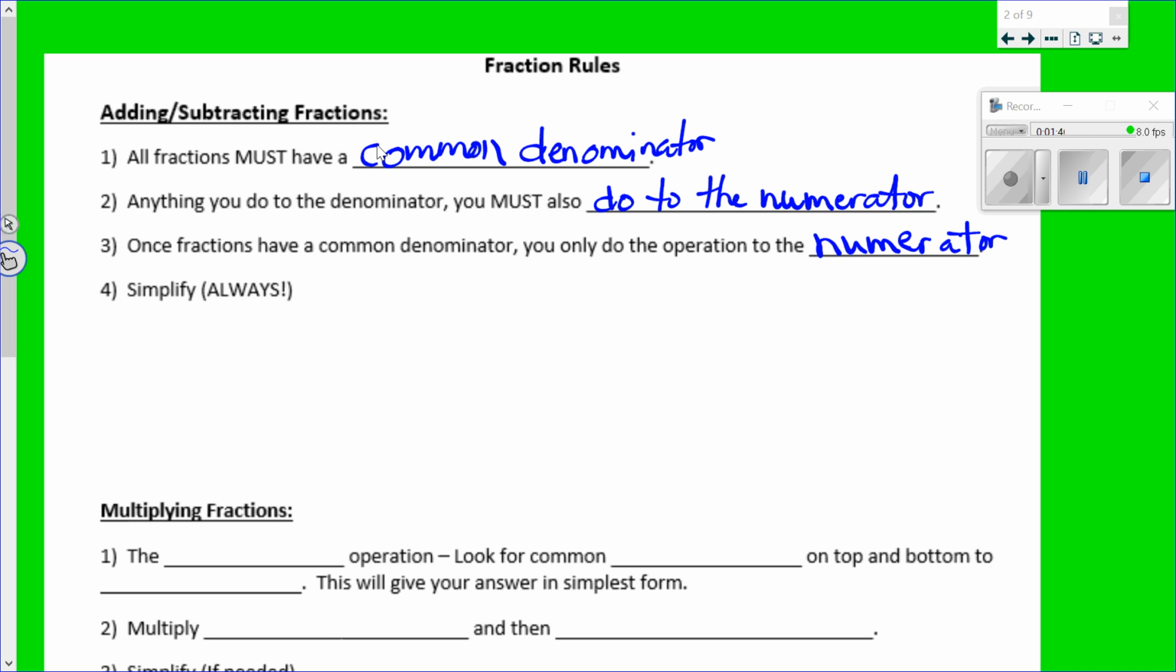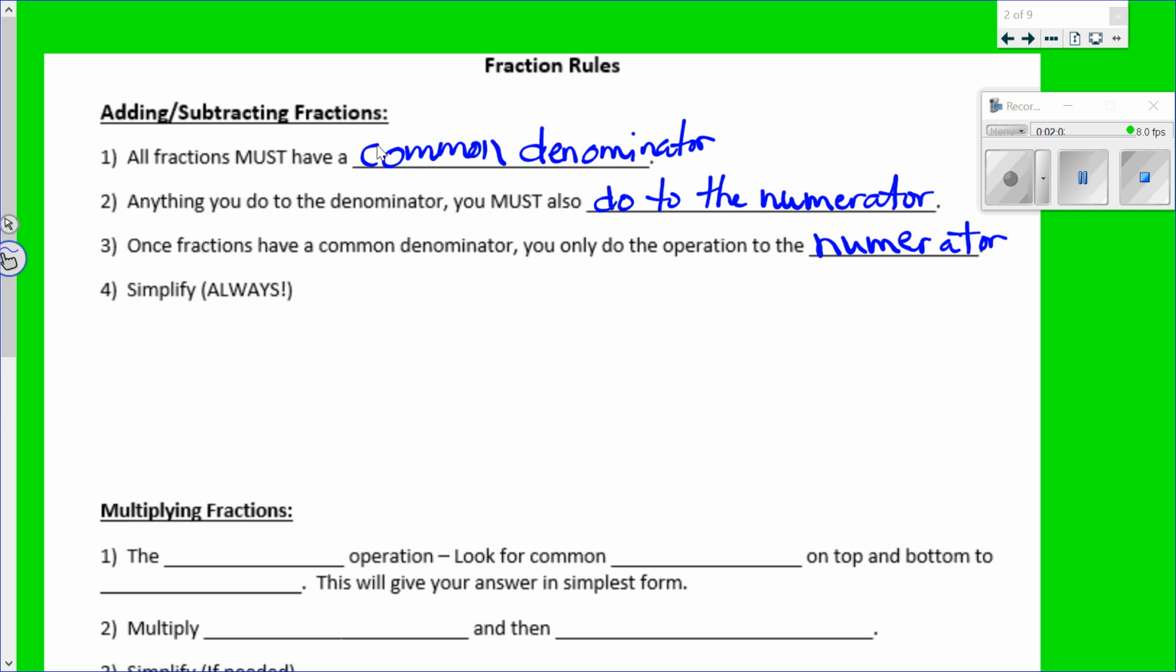And our last step is to simplify. You're always going to simplify. That includes, especially if you're adding fractions, if you end up with an improper fraction, turning it back into a mixed number. So we'll work some more on that in a little bit. Any questions on adding and subtracting the fractions?